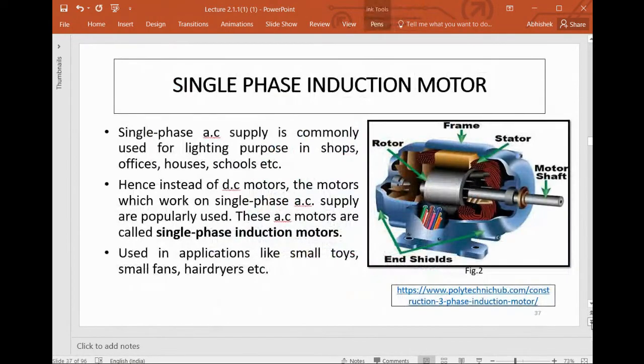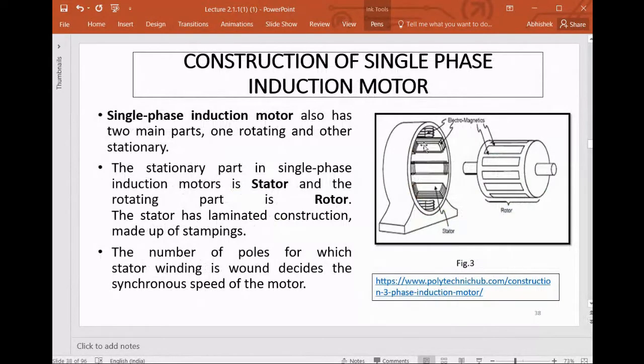Construction part is similar as we have seen in the three phase induction motor. It has mainly two parts. One is the stator part, the outer part is called the stator, whereas the inner part of this motor is called the rotor. So this rotor and stator construction is shown like this. In the single phase induction motor, this is the outer part which is fixed, and we are not moving it, whereas this rotor part we can rotate.